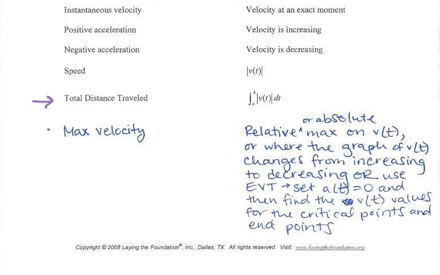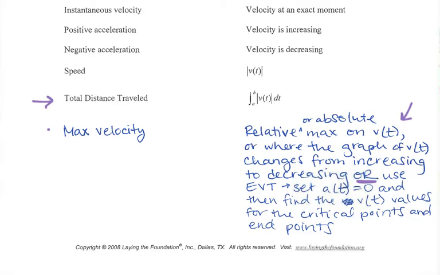In a problem, if it asks you what a maximum velocity is on an interval, you want to be thinking about relative or absolute maxes on the velocity equation or graph. Or we also know that those occur when the graph changes from increasing to decreasing. That's where a relative max occurs, right? Increasing to decreasing. Or you might want to use the extreme value theorem. A quick reminder about the EVT.